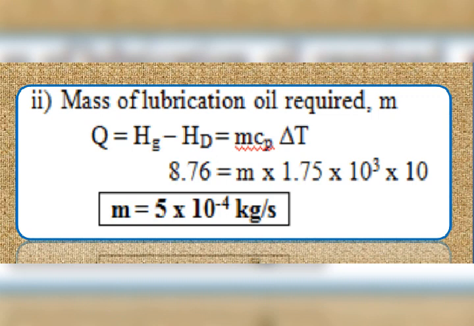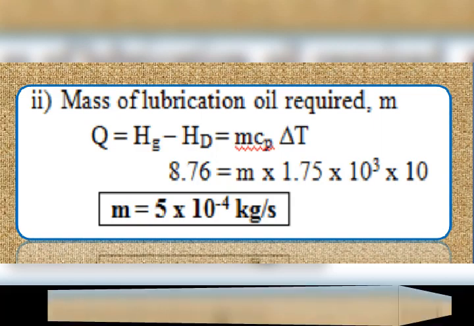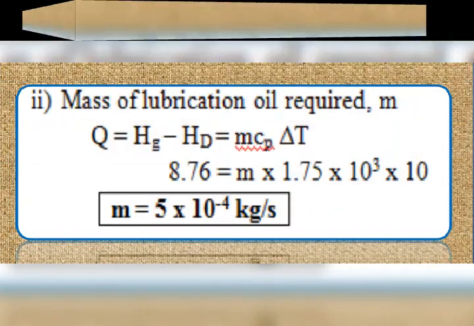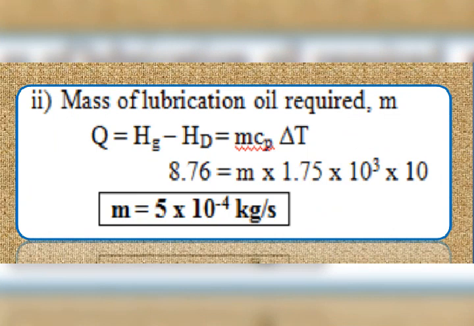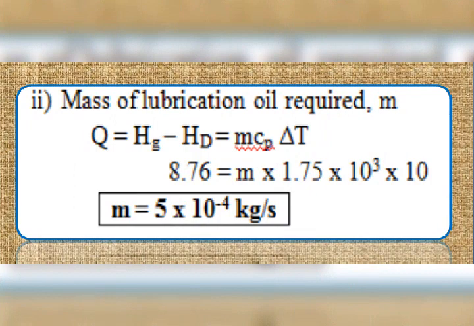8.76 watts, that is equal to m into Cp value, which is given as 1.75 in the given problem. Just to go through, in the given data Cp is equal to 1.75 kilojoules per kg Kelvin, correct? So kilo is there, so here I took 10 raised to 3. m Cp is equal to 1.75 into 10 raised to 3 into delta T, the rise in temperature delta T, that is equal to 10, that I substituted. So I got the mass of lubricating oil required, m is equal to 5 into 10 raised to minus 4 kg per second. That much quantity of lubricating oil is required per second.